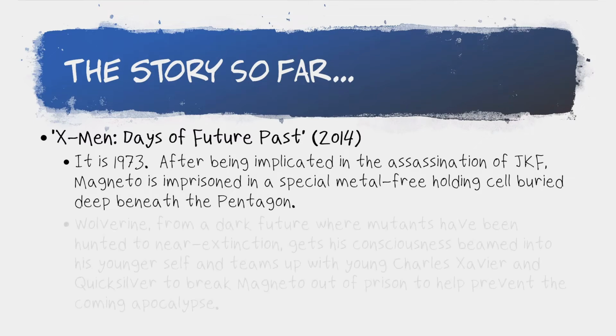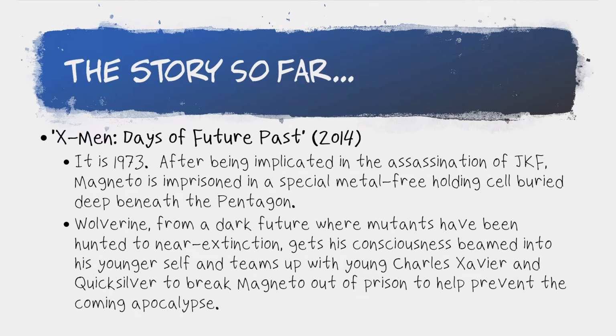So there is a small band of surviving mutants, and a plan is hatched to send someone's consciousness back to the past, where they can try to avoid the events that led up to the apocalypse that they are currently living in. Wolverine is chosen for the task, so his consciousness is sent back into his younger body, where his goal is to meet up with some other mutants at the time and break Magneto out of prison. He works with a younger Charles Xavier, who we know as Professor X.